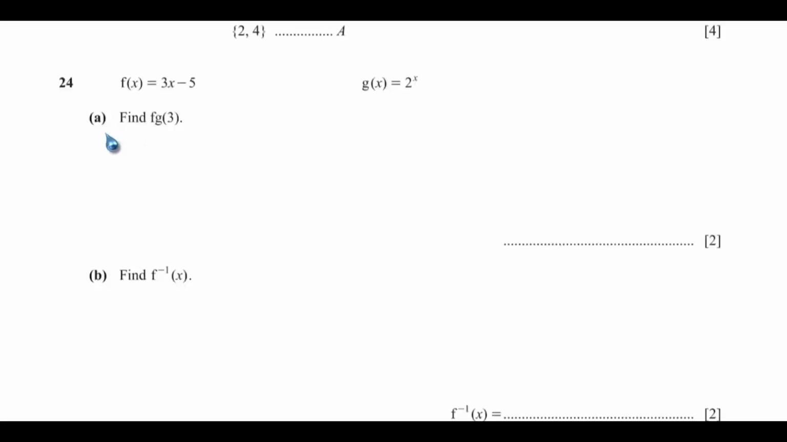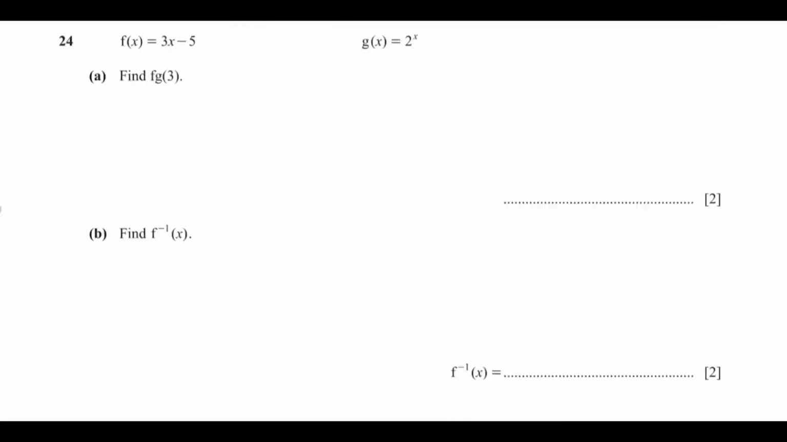This is question 24 of paper 058021, October/November 2019. f(x) = 3x - 5, g(x) = 2^x. Find f(g(3)).